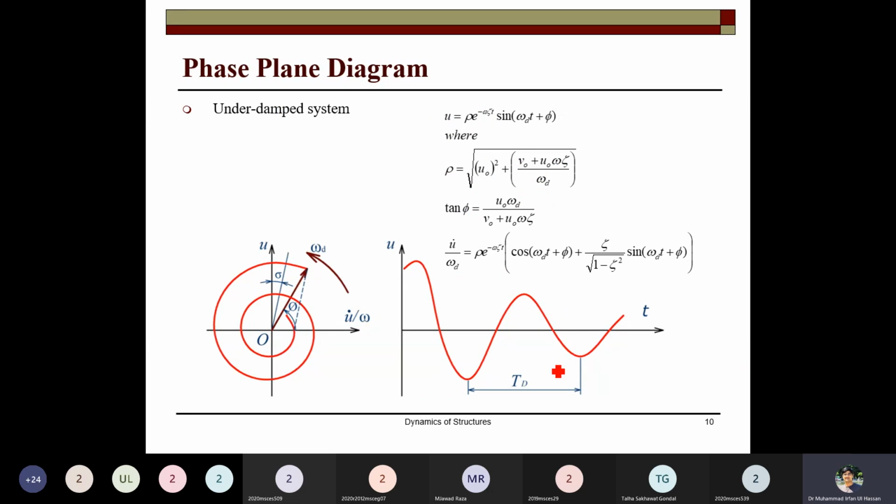And this is the phase plane diagram. This is different from the free vibration undamped case, because there was no reduction of the amplitude, but here the amplitude is reducing in every vibration. You have the initially higher value, then the second one lesser, and then the third one. So this corresponds to that. This plot is u versus u naught over omega, and this plot is u versus time.